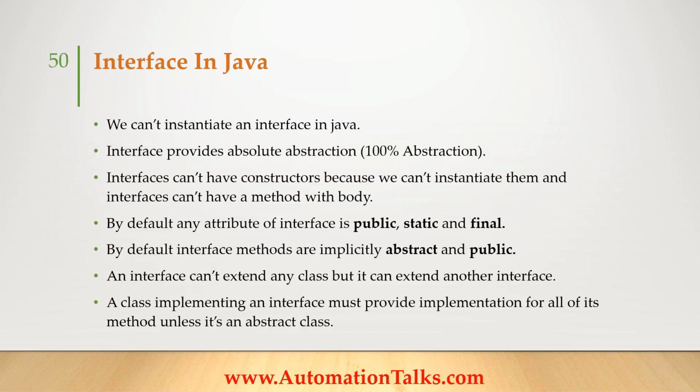Okay, a few points in interface: we can't instantiate an interface in Java. The same way we can't instantiate, we can't create object of interface. Interface provides 100% abstraction, right? We cannot have concrete methods. Interface can't have constructors because we can't instantiate them, and interface can't have methods with body.